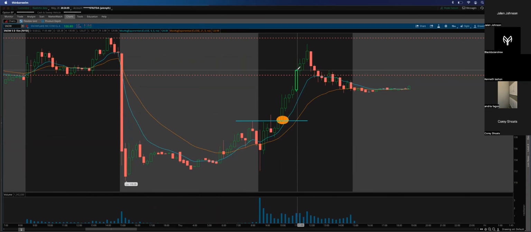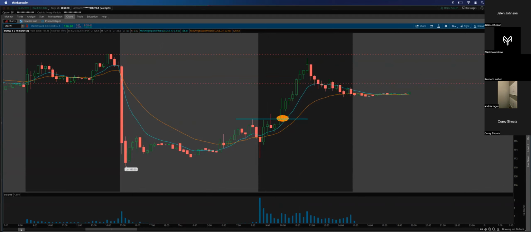I'm not even going to lie to you guys, I took most of them around here. Once it hit my target, I was pretty much done. And this right here was a 300% trade, right? Did that make sense, kind of how I took it? I know that's probably a little confusing to people right now, but you will learn this. I do a lot of trades like this. This is one of the things that I do all the time.